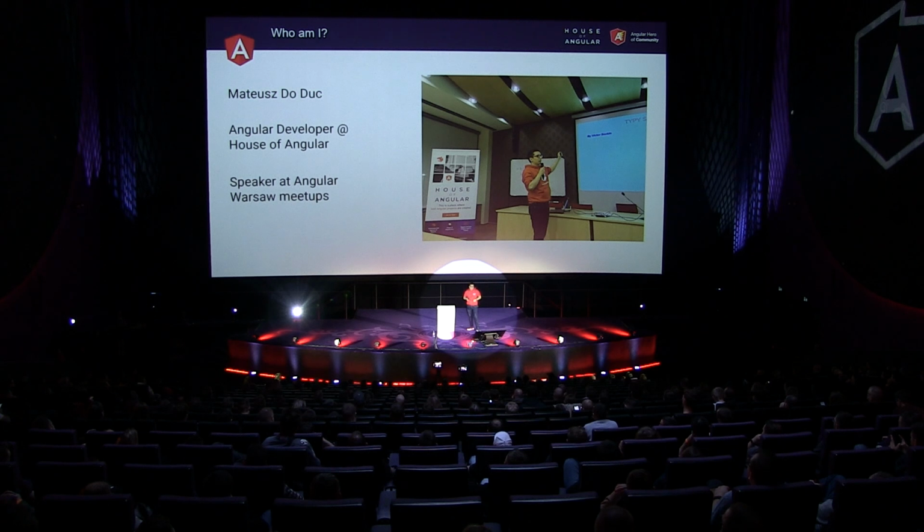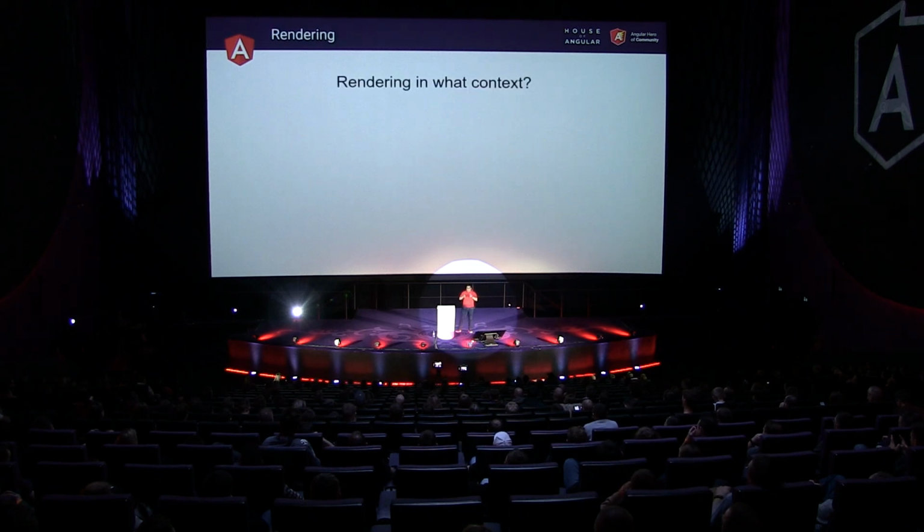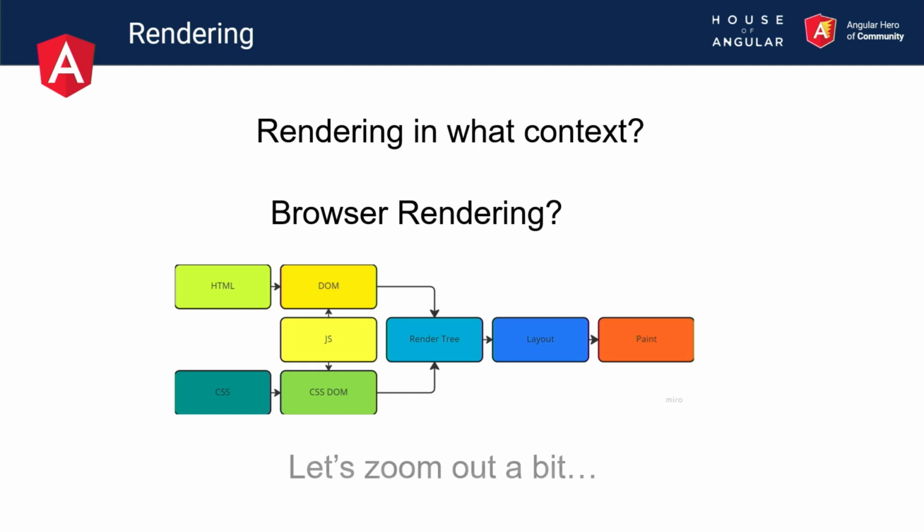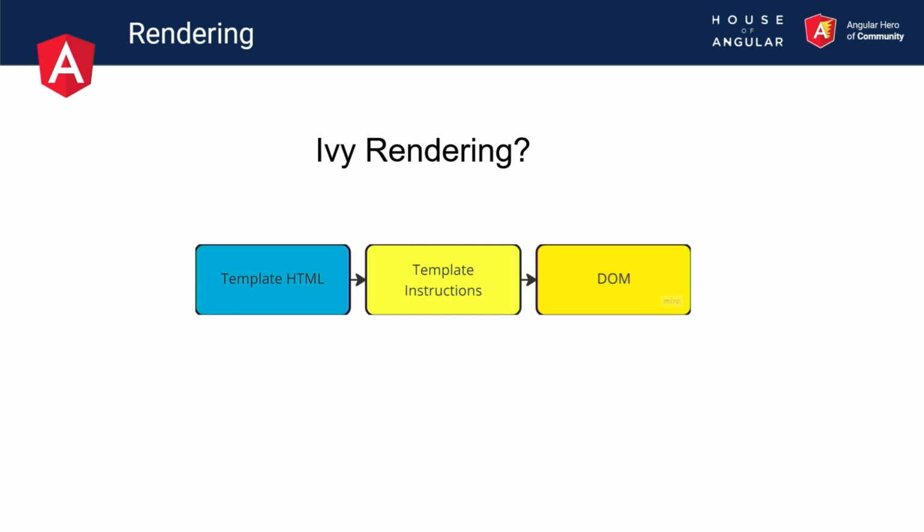Okay, but let's place the right rendering in the right context. You've heard Michael just now talking about rendering, template rendering, etc. But the context that I'm going to talk about is a little bit different. So am I talking about browser rendering and how the browser will essentially paint your stuff? Well, that's too low level. So let's go up in the level. Am I talking about Ivy rendering? That's also too low level. So let's zoom out even farther.